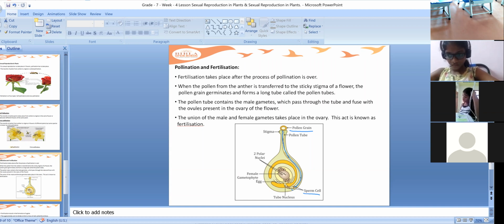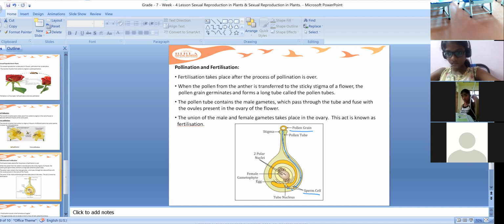These sperm cells enter and meet the egg. They combine with the egg of the female. Eggs are there in the female gametophyte. This is the gynoecium, which is the female reproductive part. Inside this female reproductive part, eggs are there. The male sperm cell comes and meets the eggs of the female, and then a new species is formed.